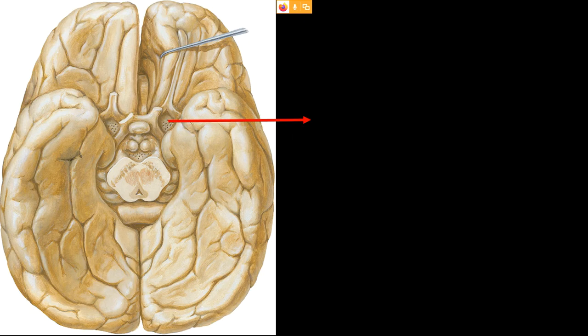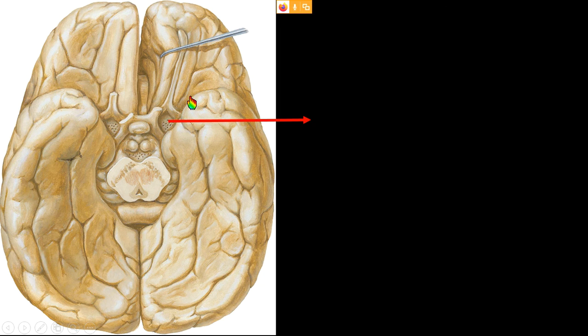Then coming to the inferior surface of the cerebrum. At the inferior surface, it is divided by the stem of the lateral sulcus into two areas. Here you can identify the lateral sulcus. This lateral sulcus divides the inferior surface into two areas. Anteriorly, it is called the orbital surface. Posteriorly, we can identify the tentorial surface.